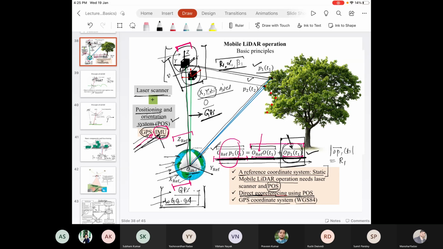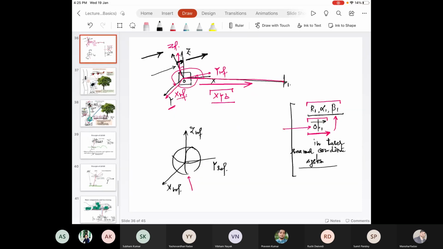Because for applying this transformation, as you see here, the OP1 vector first has to be transformed from a reference, that is a laser scanner reference system, to the externally defined reference system. So this OP1 vector has to be transformed, and to transform this vector, these angular deviations between the reference coordinate system and the laser scanner coordinate system have to be calculated, and they are calculated by the IMU.